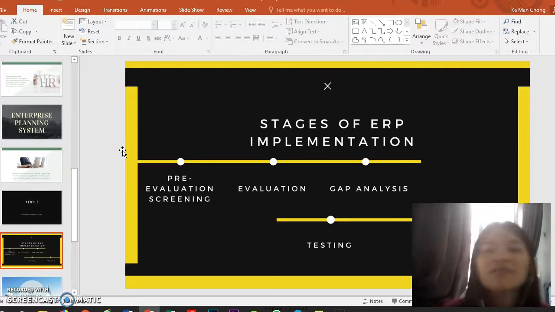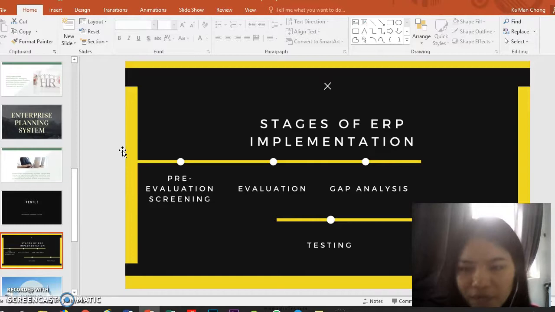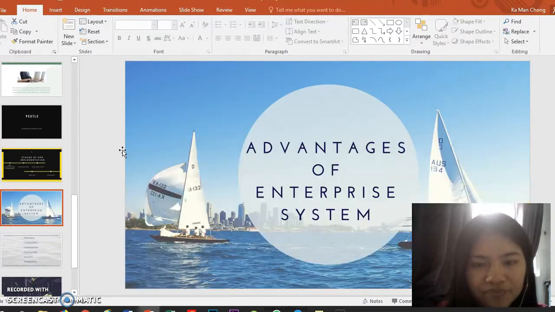So it has 5 stages of ERP implementation. So it is pre-evaluation, screening, evaluation, gap analysis, training, and testing.